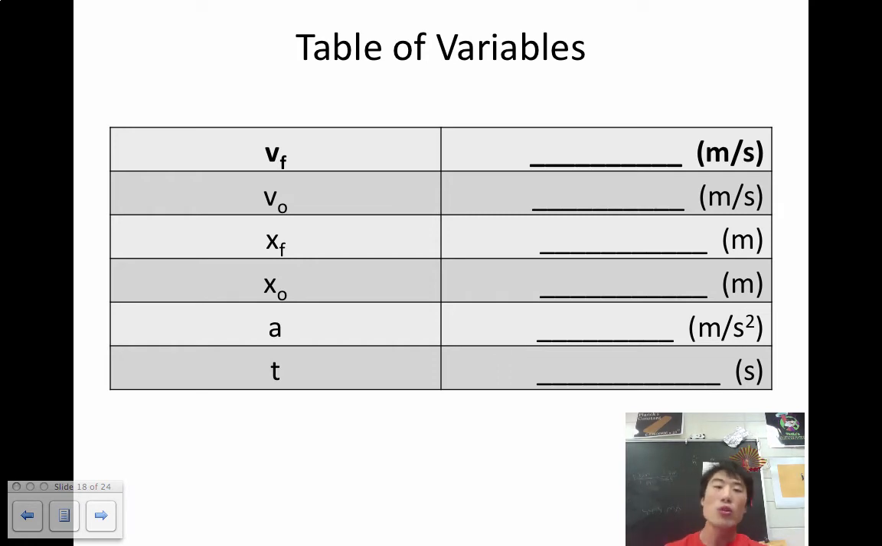And here we have the glorious table of variables. To our left, we have all the variables that you'll need. What you need to do with this table is always start off with this table. Just write it down, make it a habit. After you do that, write down the values that the word problem gives you for each variable. I wrote down the SI units for each variable as well. It's good to have for your notes.